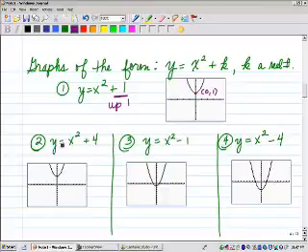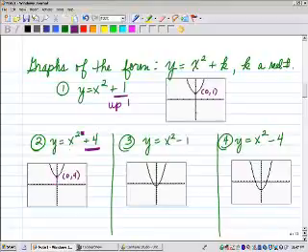Now, when we have y is equal to x squared plus 4, so our value of k here is positive 4, notice what happens. Our vertex goes up to 0, 4. Okay? So again, it took that basic function of x squared, and we increased it by 4, which raised the graph up 4 units.